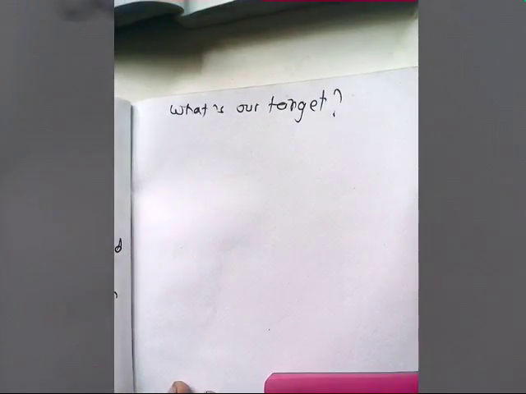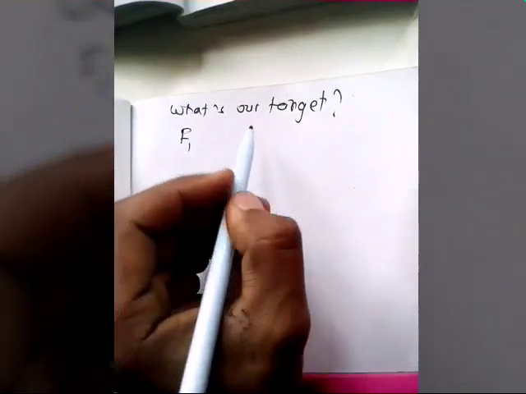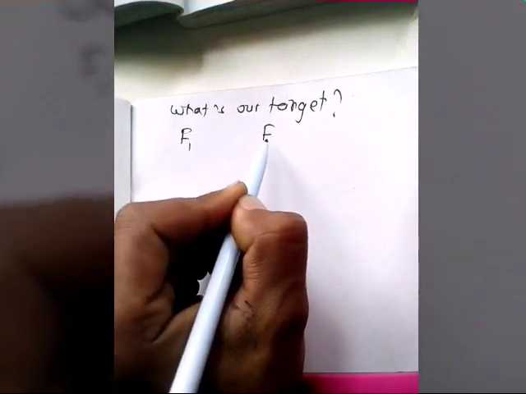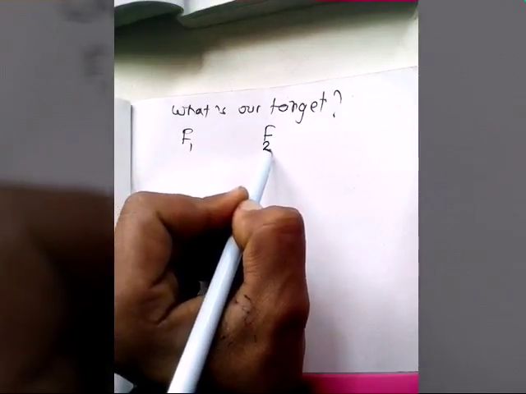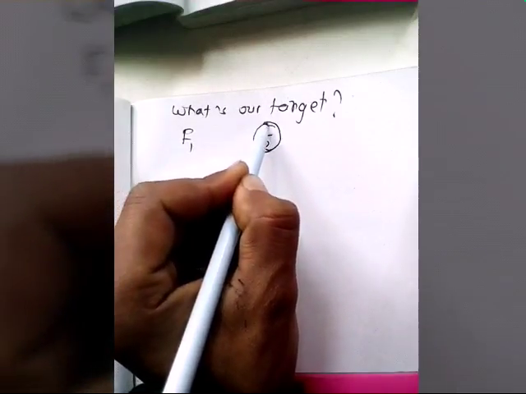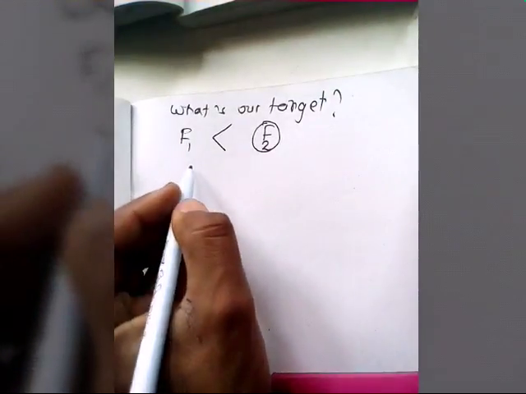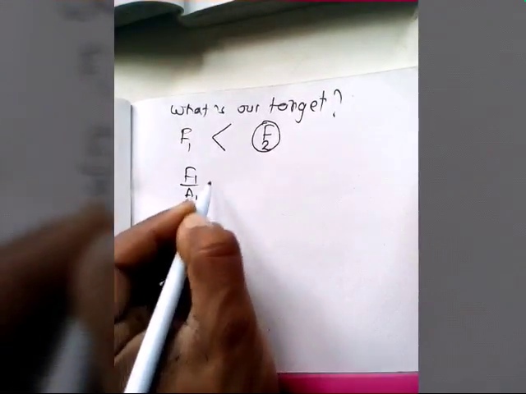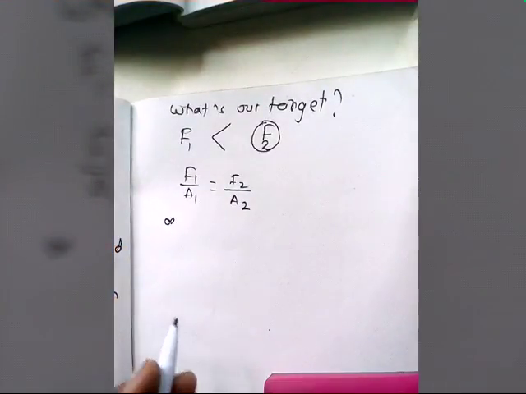Now here I have a question: what is our target? What should we prove? The question says to prove that a hydraulic lift is a force multiplier. We apply the force F1, and we should lift the load, which is F2. So we have to prove that F2 must be greater than F1. This is our target. We have the relation F1 by A1 equals F2 by A2. Now let's find the value of F2 from here.